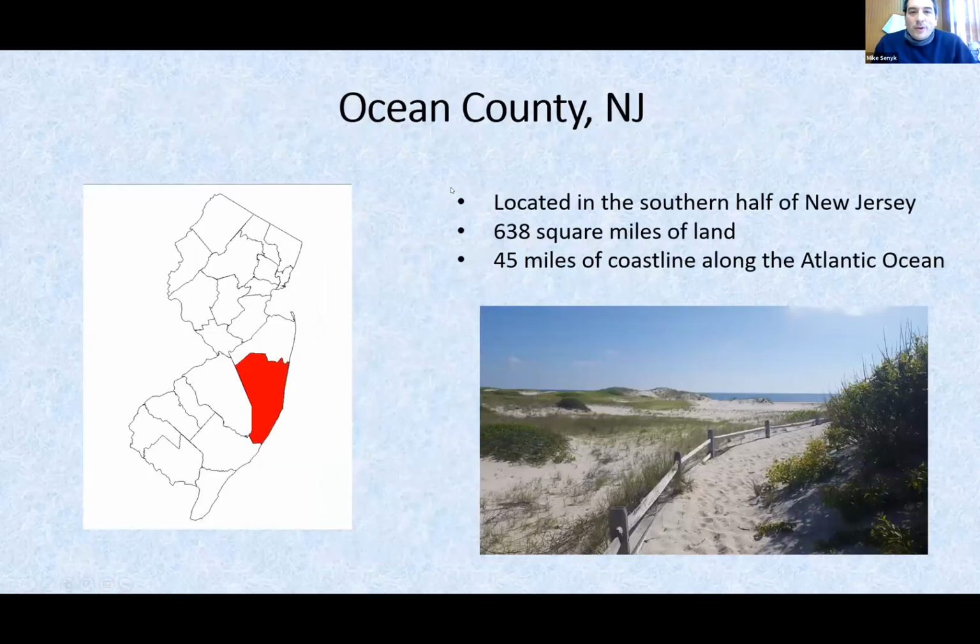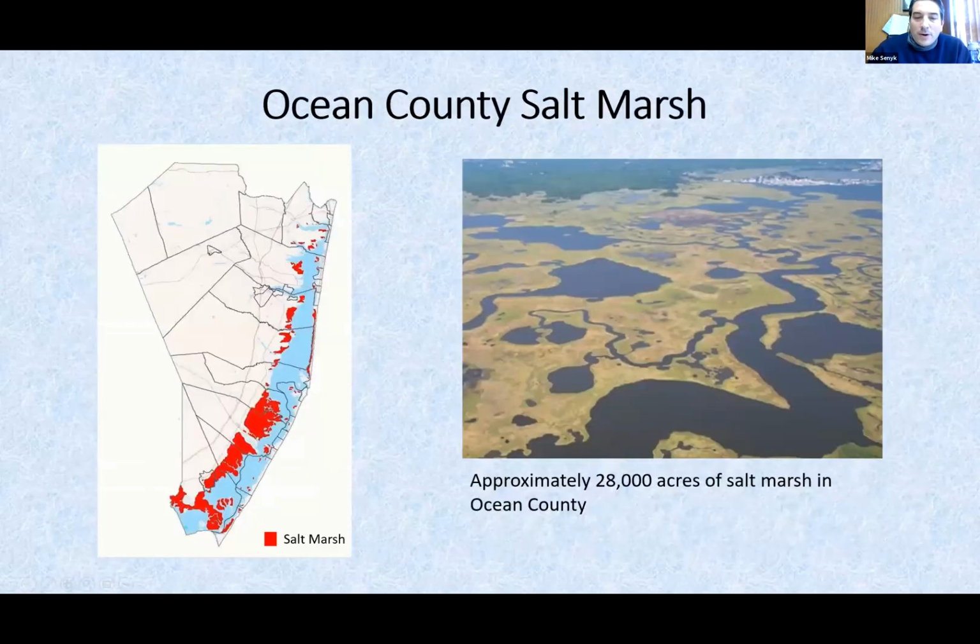Getting right into it, we're operating out of Ocean County. We're located in the southern half of New Jersey. We're second largest county land-wise, 638 square miles of land. And we have 45 miles of coastline along the Atlantic Ocean. Our salt marsh, we have approximately 28,000 acres of salt marsh in Ocean County. Now, thankfully, not all of this breeds mosquitoes. We've had a very active open marsh water management program that has knocked the acreage down. We're probably looking at really something under 2,000 acres that breed mosquitoes right now.